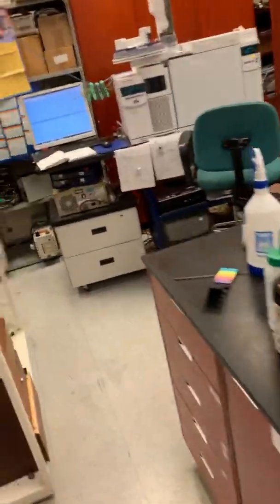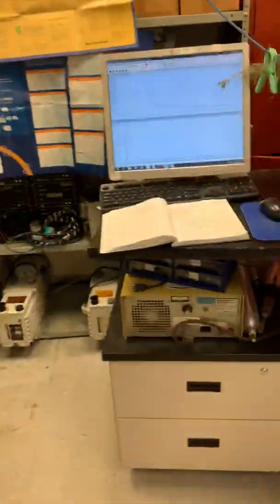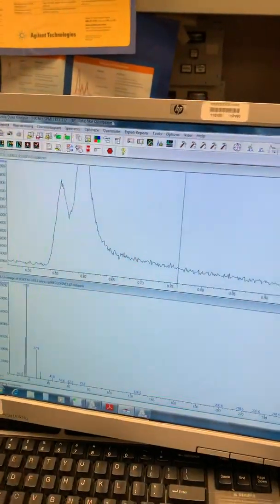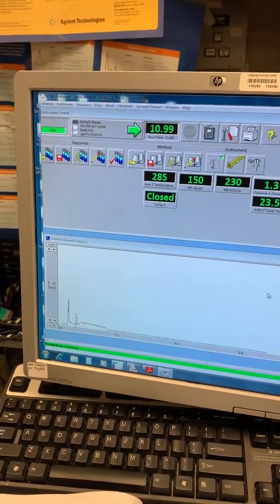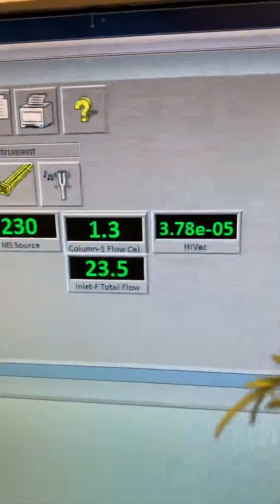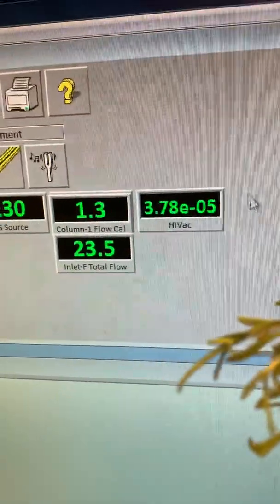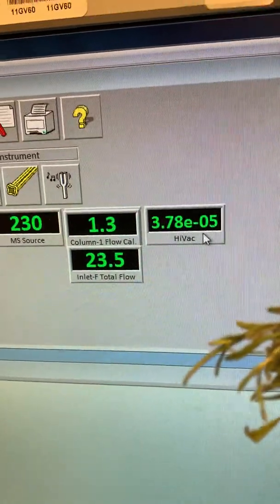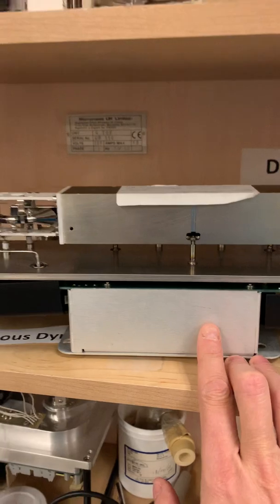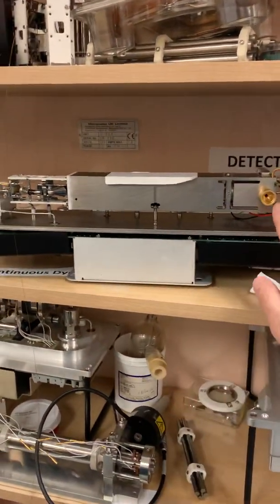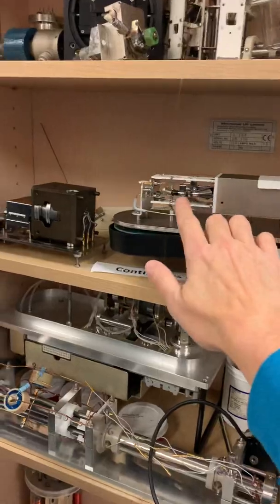So most of the instruments nowadays have their gauges connected to the software, and you can read the actual pressure in the software. So for instance, this is the GCMS, and you can see here we have the high vac pressure. So this is the pressure in the mass spectrometer. The GC mass spectrometer just has one gauge throughout the whole thing because it's pretty small. This is the size here of your mass spectrometer in your GC. Here is the ion region, the quadrupole, followed by the detector.